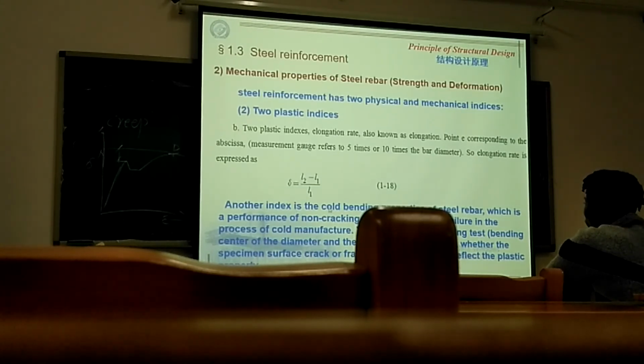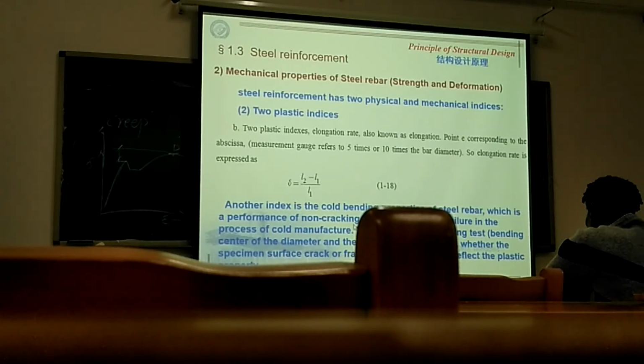So another index is the cold bending properties. So that means you can bend repeatedly many times. If this index is low, that means maybe you bend several times and it breaks. If you have very good cold bending properties, then you can bend lots of times. So that's another index, cold bending properties, which is the performance of non-cracking.